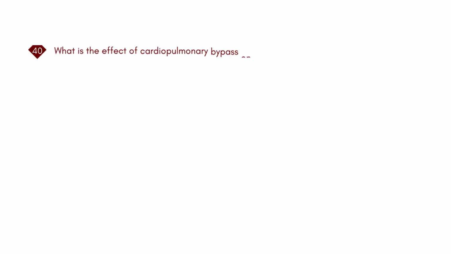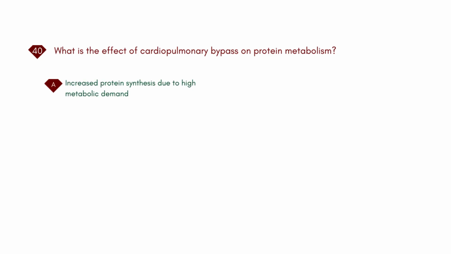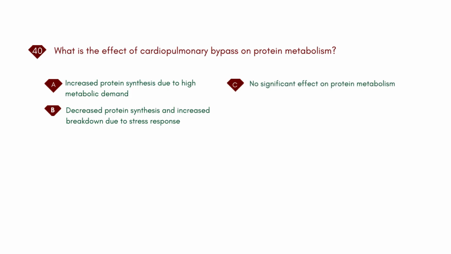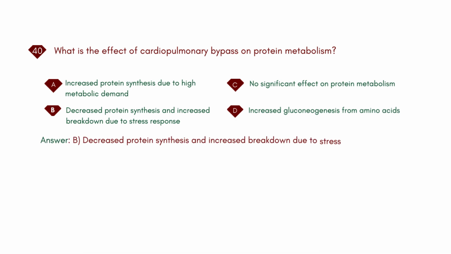What is the effect of cardiopulmonary bypass on protein metabolism? A. Increased protein synthesis due to high metabolic demand. B. Decreased protein synthesis and increased breakdown due to stress response. C. No significant effect on protein metabolism. D. Increased gluconeogenesis from amino acids. Answer: B. Decreased protein synthesis and increased breakdown due to stress response.